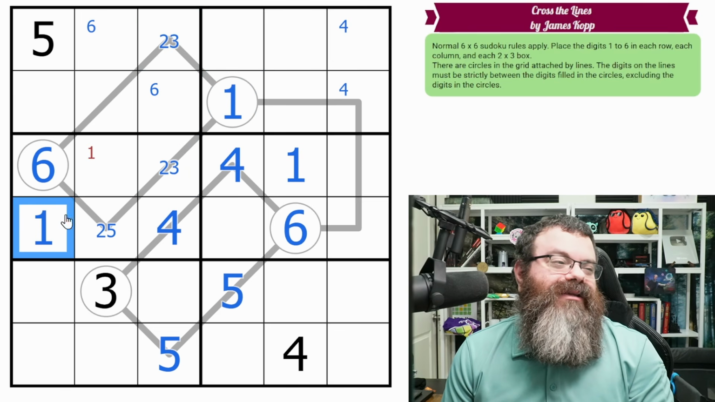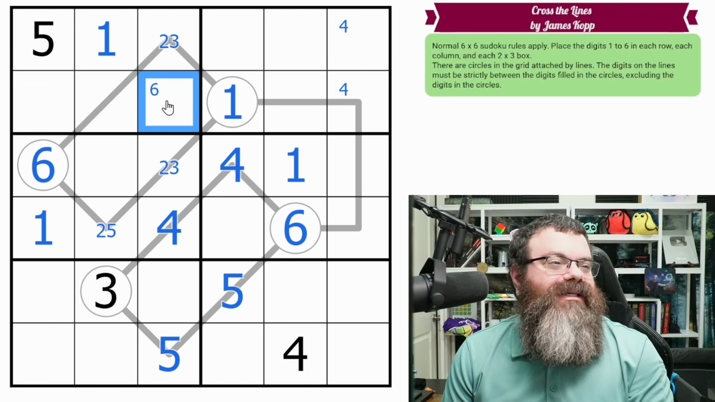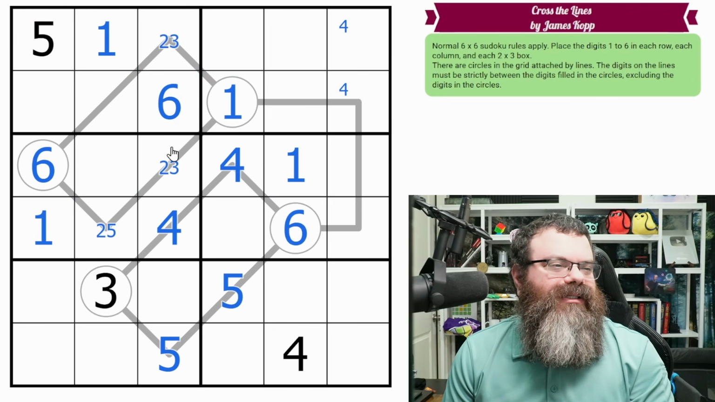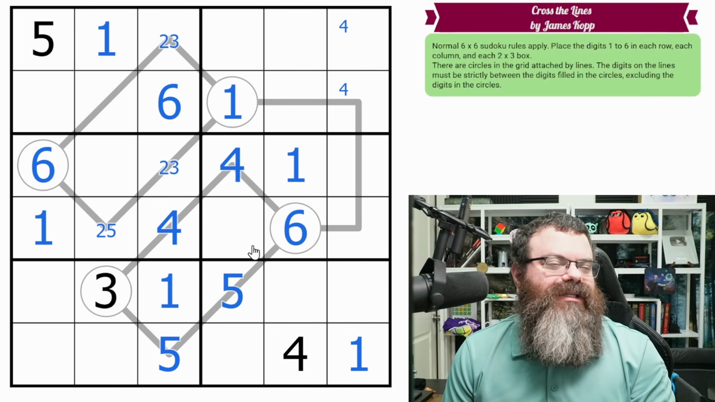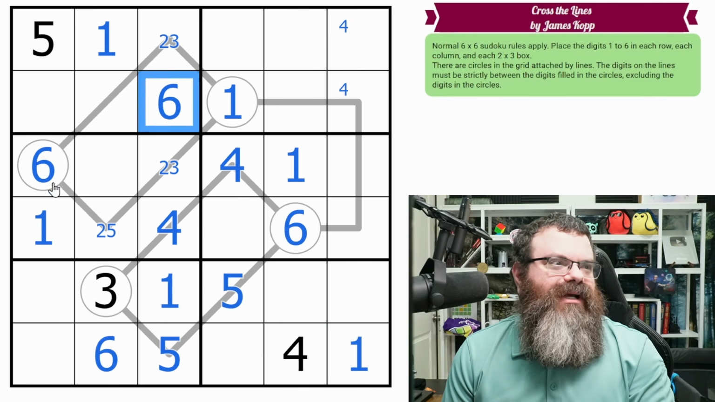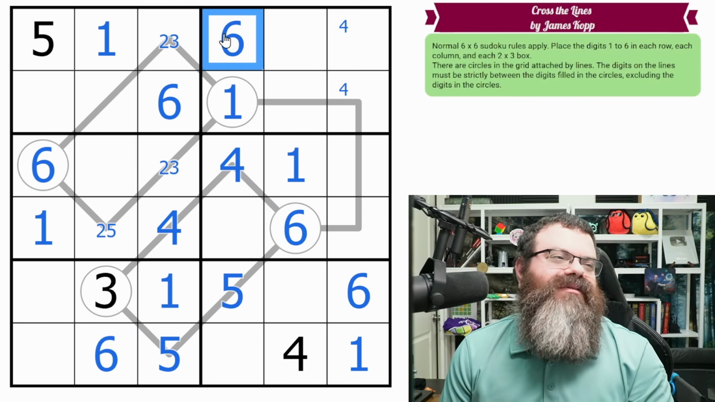Okay, and that places 1 here and 1 here. 1 is placed here, and that places 6 in this box. 2 1s look down, placing this 1. 1 is placed here. We're done with 1s. 6 is placed in this box here. These 6s look in. 6 is placed in this box, and 6 is placed in this box. 6s are done.